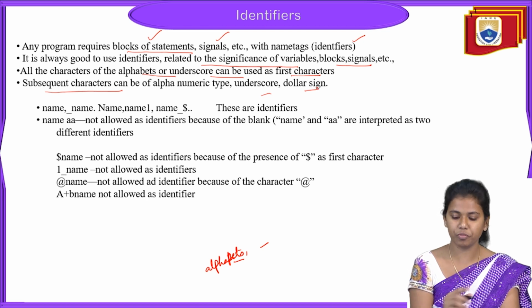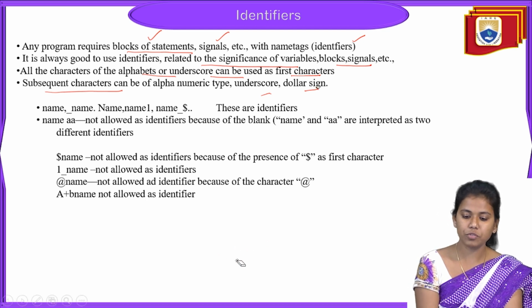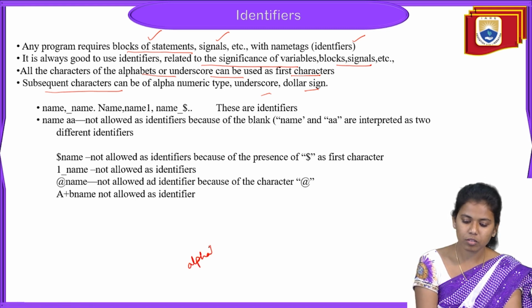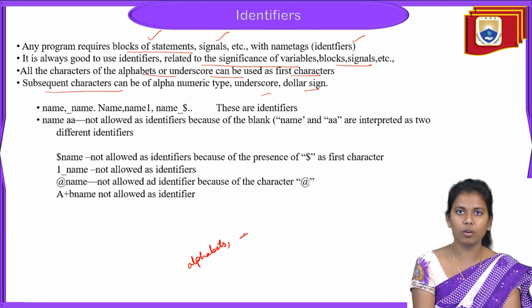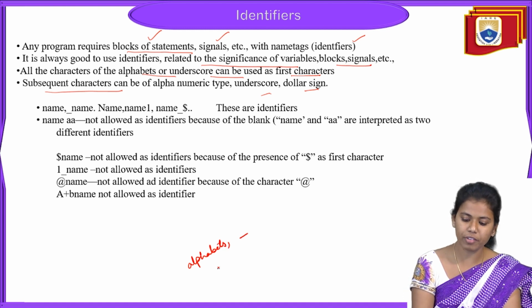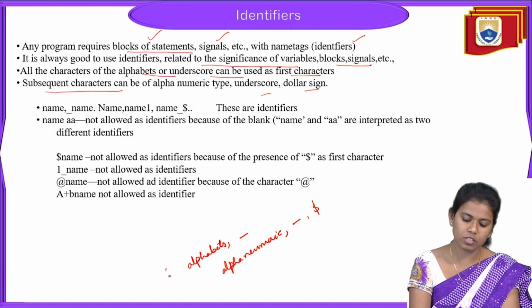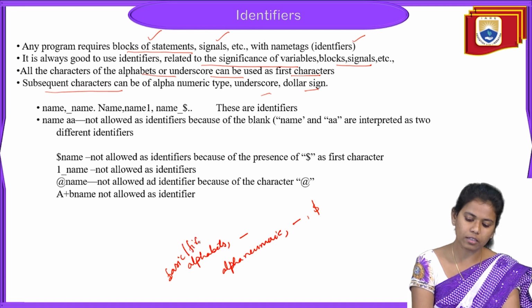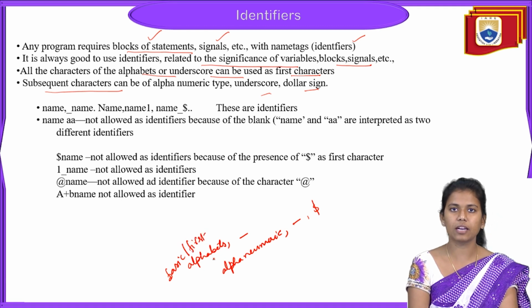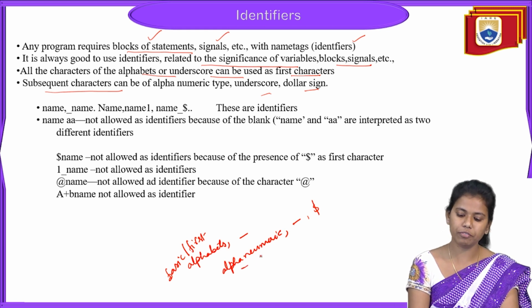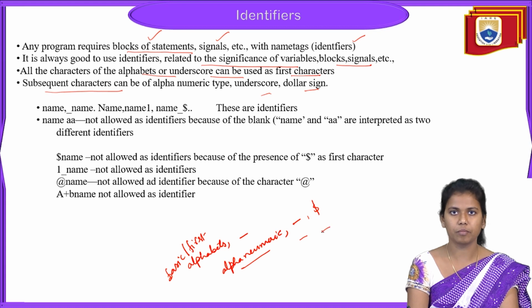So the first character should be alphabets or underscore, and the subsequent characters could be alphanumeric, underscore and $. These are the basic characteristics. The first character should be alphabets or underscore, and the subsequent characters can go for alphanumeric, underscore or $.